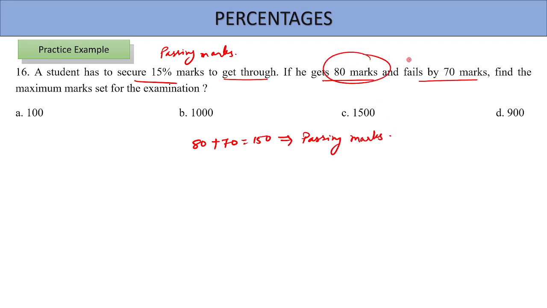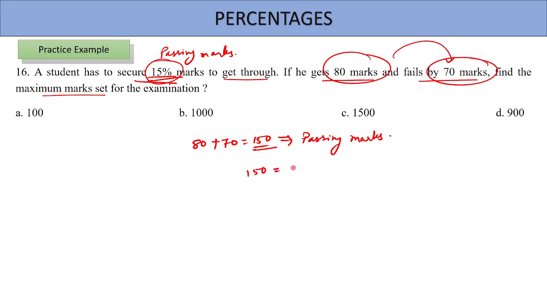He is getting 80 marks. He needs 70 marks more because he is failing by 70 marks. That means he needs 70 marks more to pass. That means 80 plus 70 is 150, which is my passing mark. Then find the maximum marks of the examination. And this 150 marks is nothing but 15 percentage of the marks, as the question has told, that a student has to secure 15 percentage of the marks to get through.